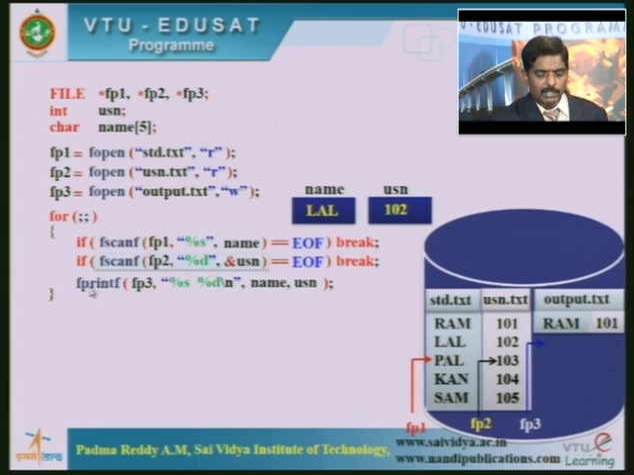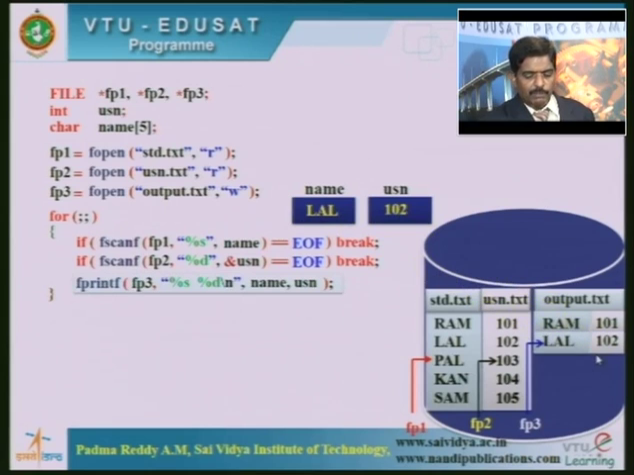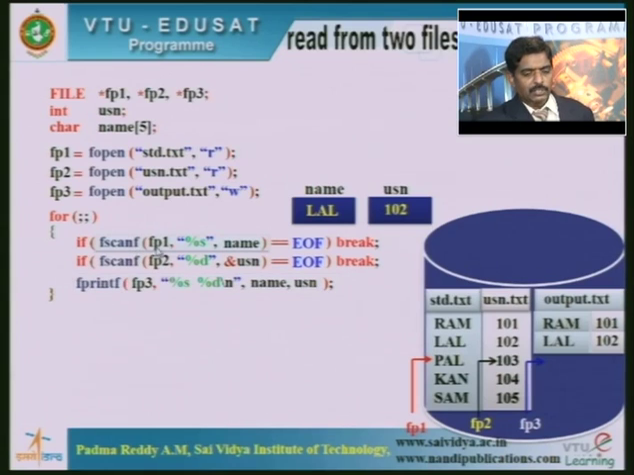Again, now what will happen? When I execute this fprintf, you are writing into fp3. Name and usn must be written into fp3. Name and usn means Lal and 102 will come here and they will be written into the output file. And automatically the pointer points to the end of the file. Again control goes back, execute this.